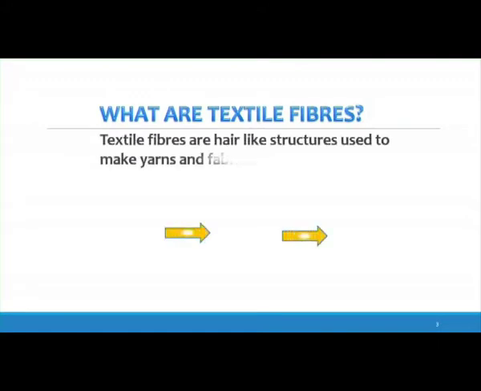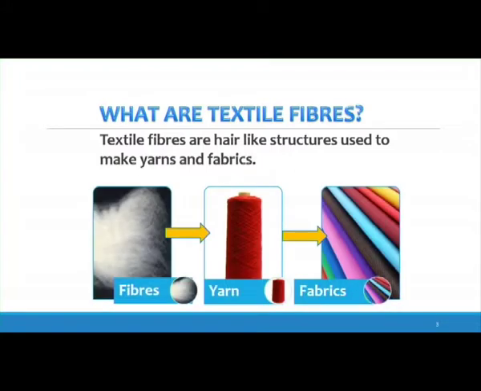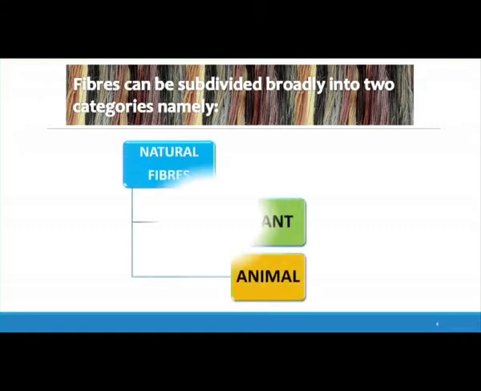Now let's elaborate on what are textile fibers. Textile fibers are hair-like structures used to make yarns and fabrics. The picture below illustrates how fibers are converted into yarn and to fabric. Fibers can be subdivided broadly into two categories, natural and man-made. Today we are going to look at natural fibers. So natural fibers can be obtained either from plant or animal.